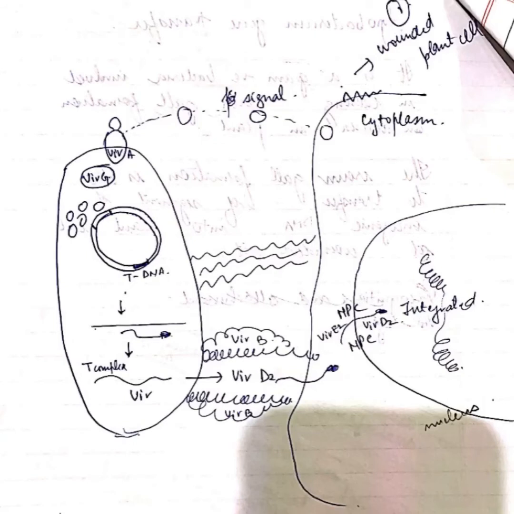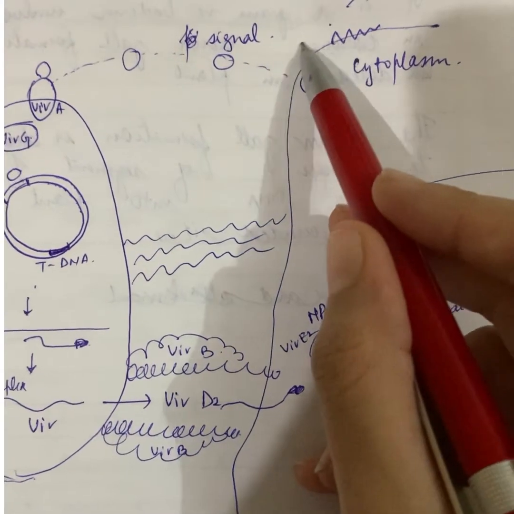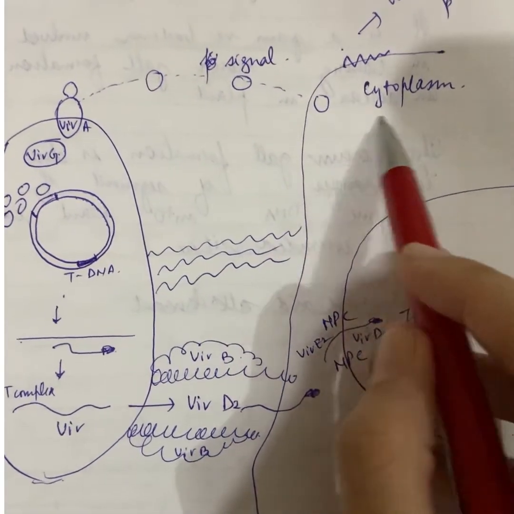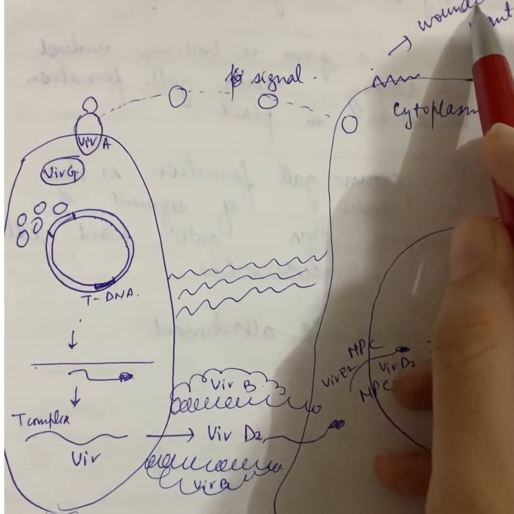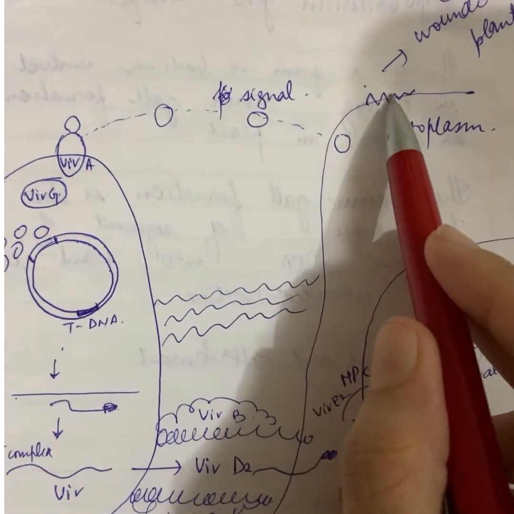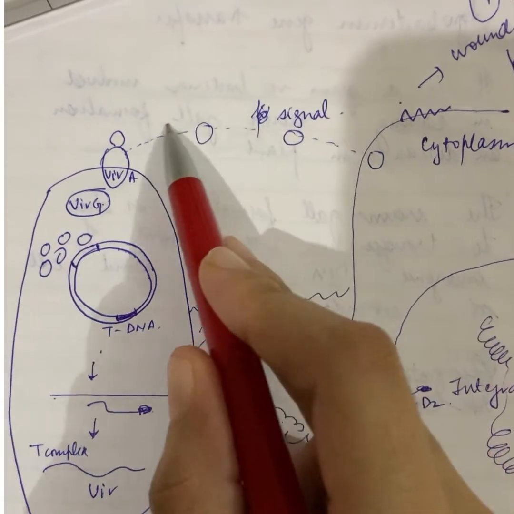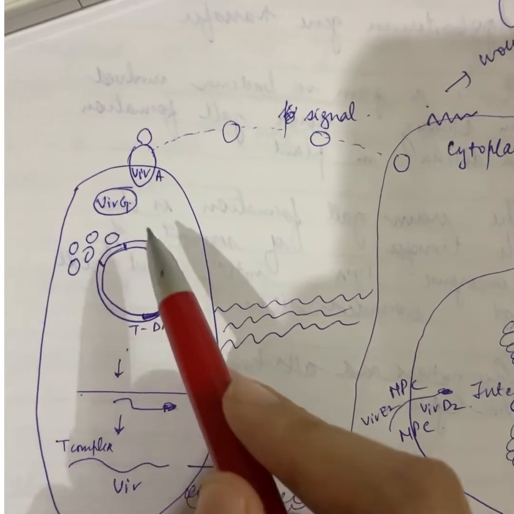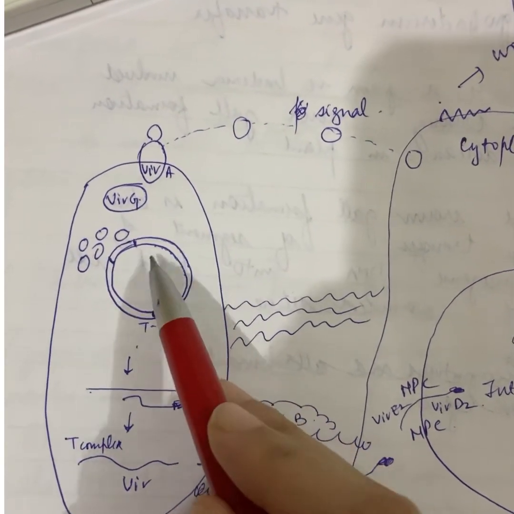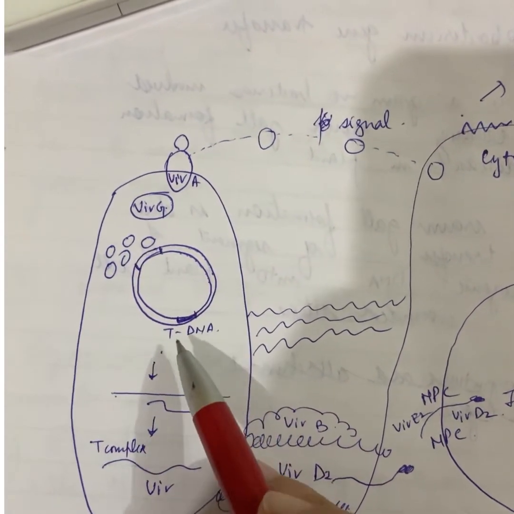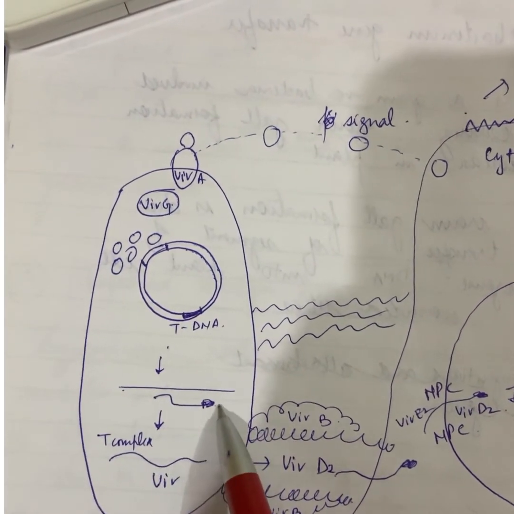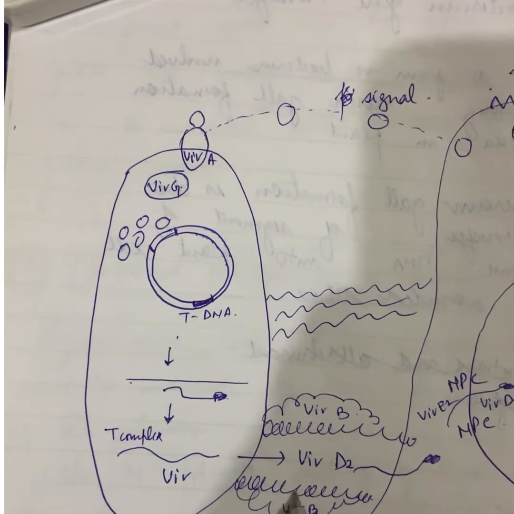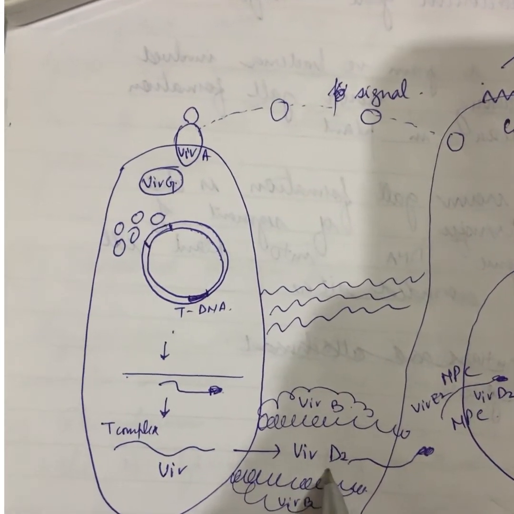The very first step in the process is signal recognition. Now in this diagram you can see I've drawn a cytoplasm and a nucleus. Now let's start. The wounded plant cell releases certain chemicals called phenolics, and VirA senses phenolics and activates VirG. This activated VirG induces expression of all Vir genes, that is activates the Vir box. VirG induces expression of Vir genes of Ti plasmids and activates all Vir genes.